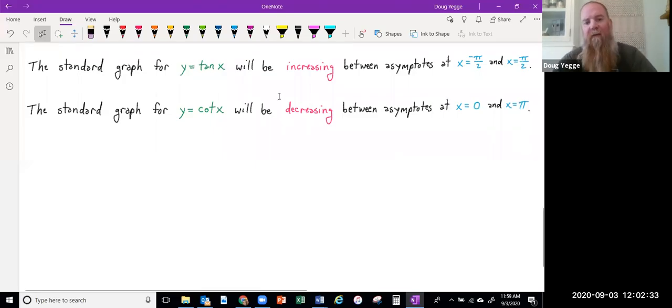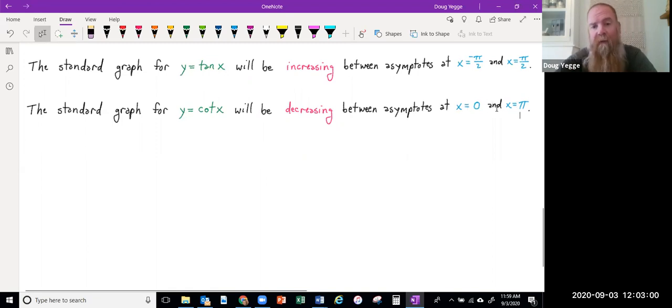So as we just saw from Desmos, the standard graph for y equals tangent x will always be increasing, and the asymptotes will be at each of our pi over 2 angles: on the left side of the y-axis at negative pi over 2, and on the right side of the y-axis at pi over 2. Same thing for y equals cotangent x. Y equals cotangent x will now be decreasing, and the asymptotes will only be at the values of 0 and pi.